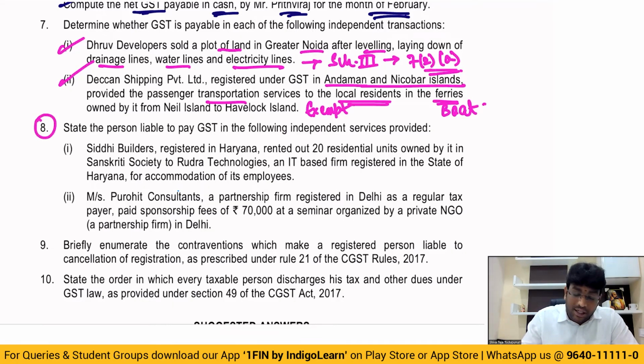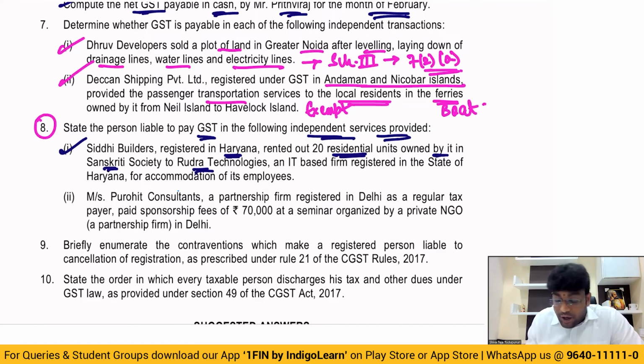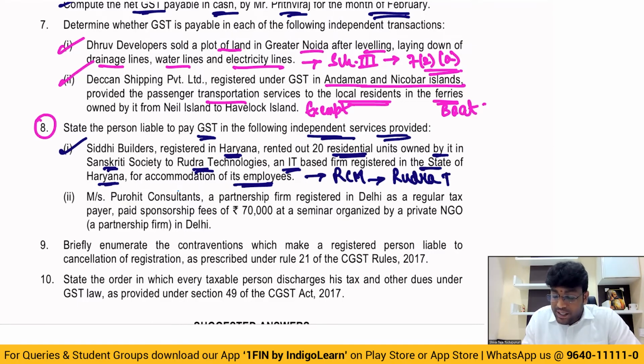Next, question number 8. Let's see that. State the person liable to pay GST in the following independent services provided. Number 1, Siddhi Builders, registered in Haryana, rented out 20 residential units owned by it in Sanskriti Society to Rudra Technologies, an IT-based firm registered in the state of Haryana, for accommodation of its employees. This transaction is specifically covered under reverse charge mechanism, and the person liable to pay GST is Rudra Technologies.